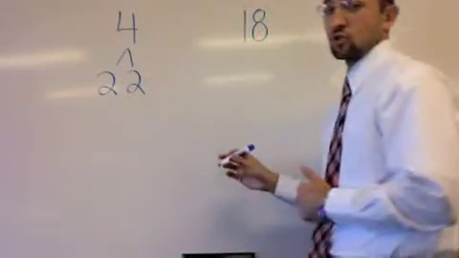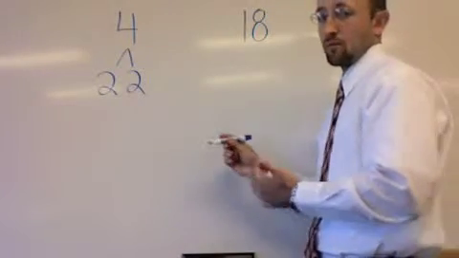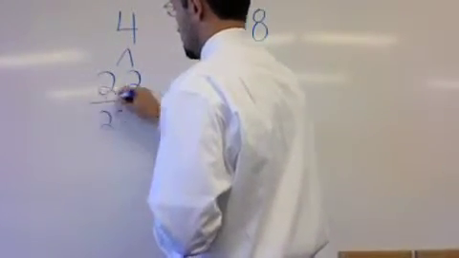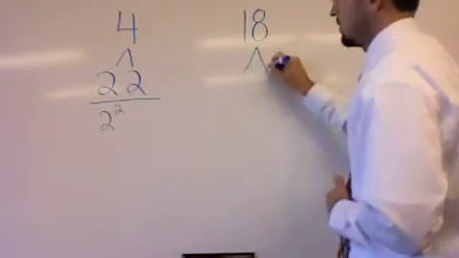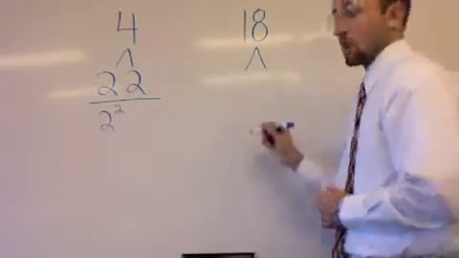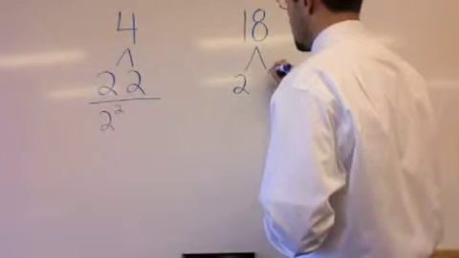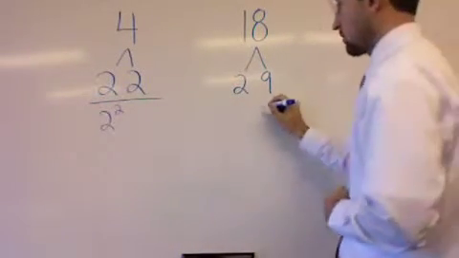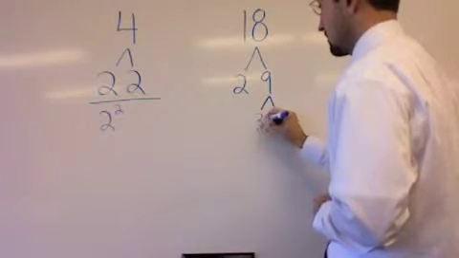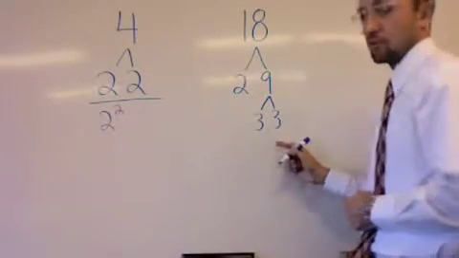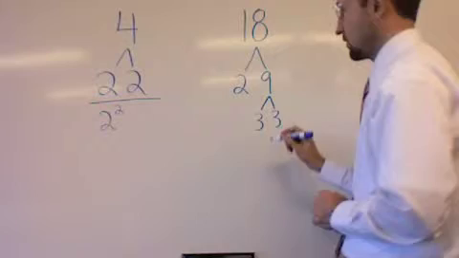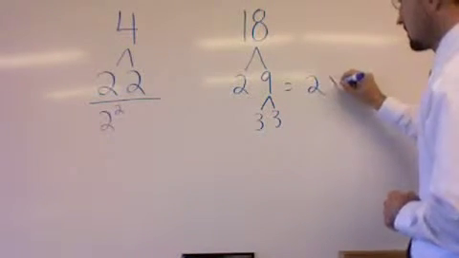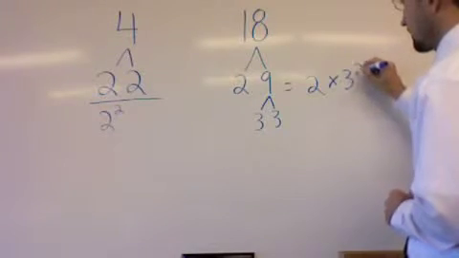2 times 2 are 2 squared, and since they're both prime, I'm finished with 4. 18 I know is 2 times 9. So I have 1 prime, 1 composite. Let's break down the composite. 3 times 3, everything's prime, so I'm finished with this one. And it actually turns into 2 times 3 squared.